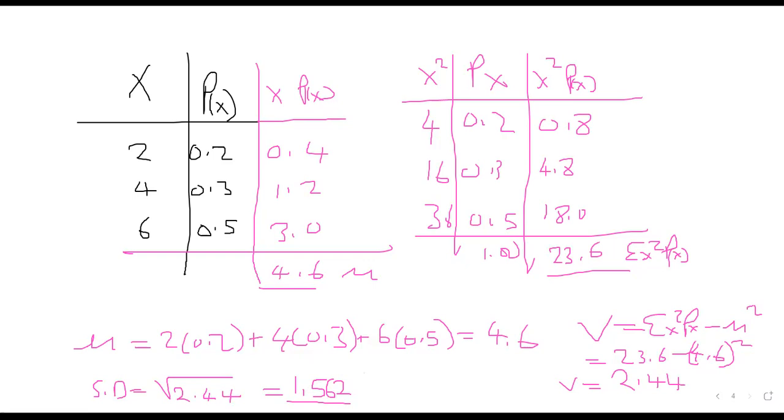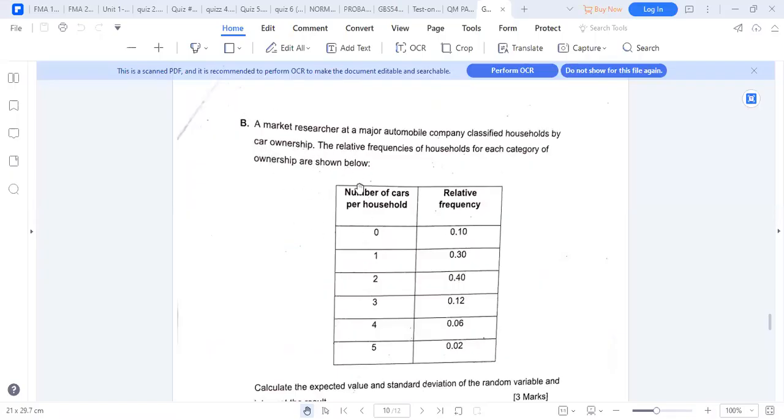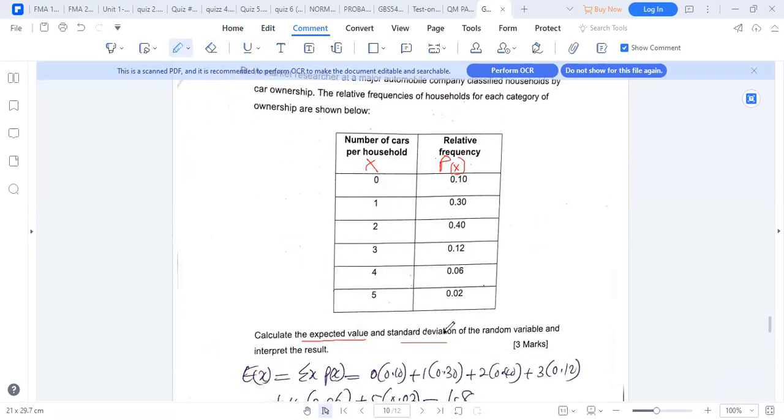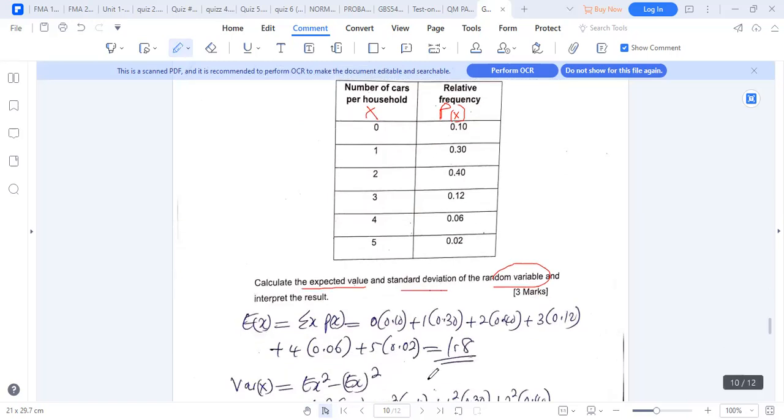In like manner, can I go to the assignment? Are you still copying? Can proceed. So if we go to the assignment, we have the values of x, which are the numbers of the cards, and the relative frequency, which is equivalent to the probabilities. So x and p(x). We've been asked to find the expected value, which is also called the mean, and the standard deviation for the random variable. So you multiply this one times that one, and you add them, we get 1.8. That is how we find the mean.